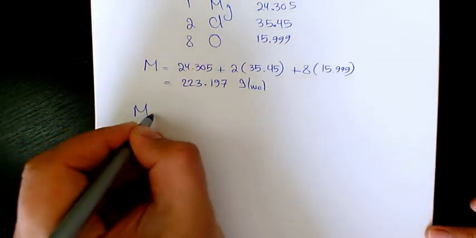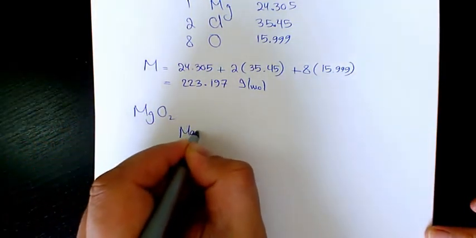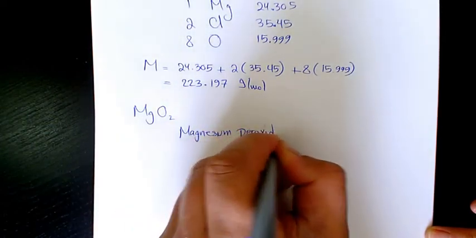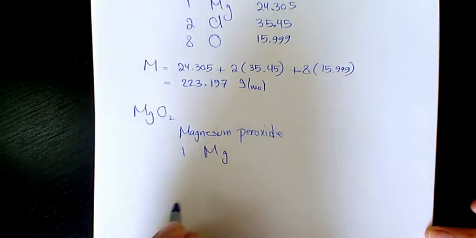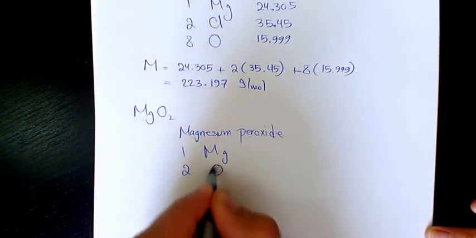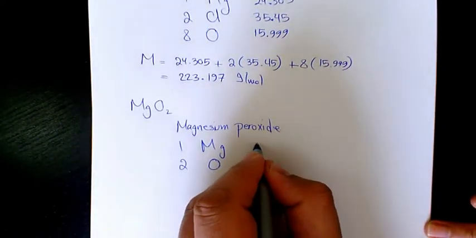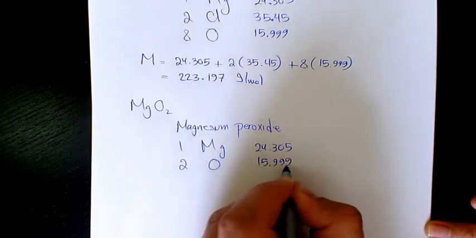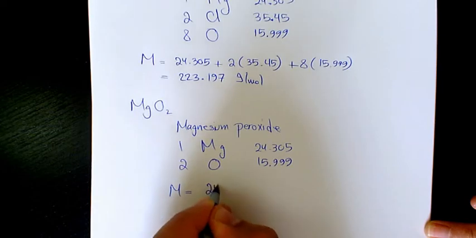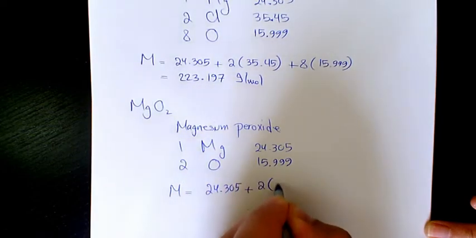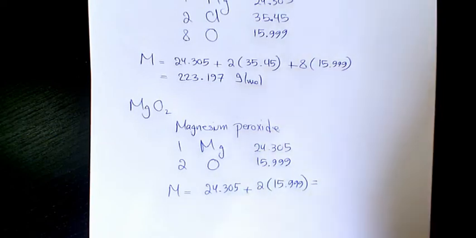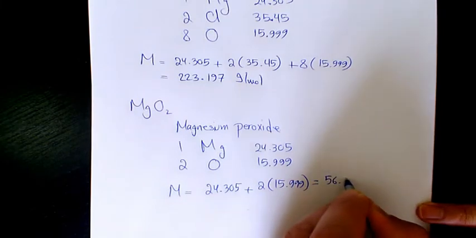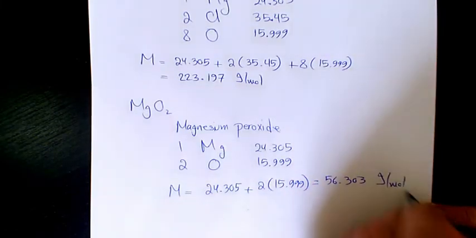Next one is MgO2, which is magnesium peroxide. You have one atom of Mg and two atoms of oxygen. Mg is 24.305 and oxygen is 15.999. So molar mass is going to be 24.305 plus 2 times 15.999. It's going to be 56.303 grams per mole.